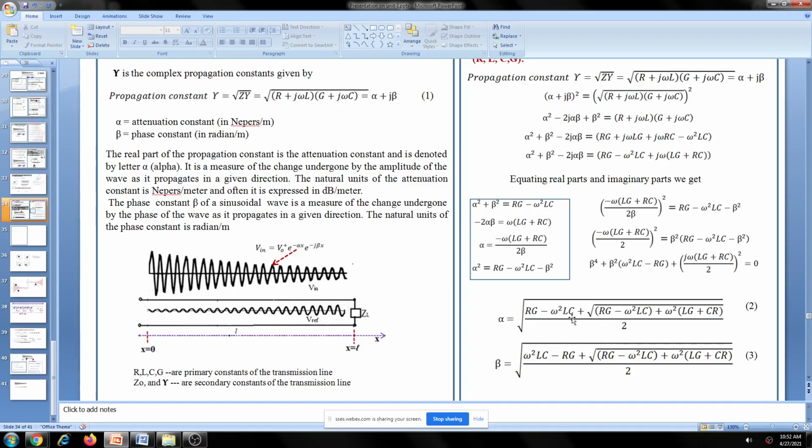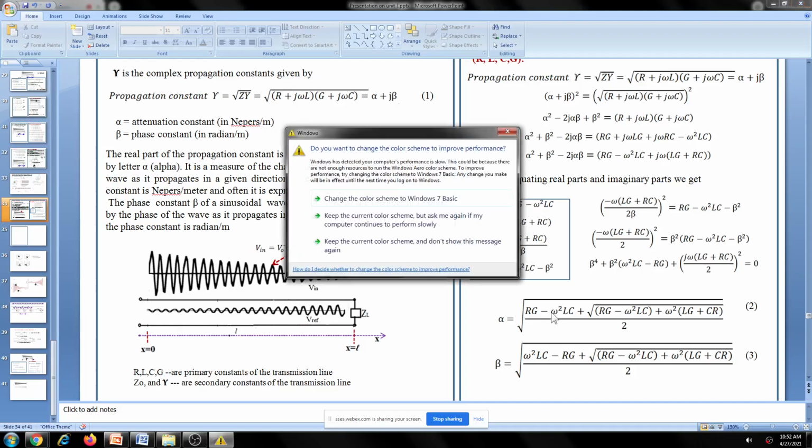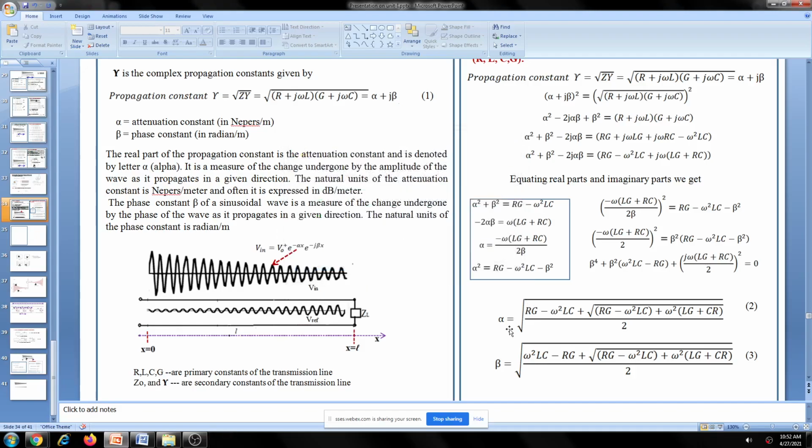So RLCG decides the attenuation constant and also the beta constant. But it is not only RLCG it depends upon. You see here, alpha, that is the attenuation constant, depends on the frequency. Omega means frequency, that is 2 pi f. What is alpha then?